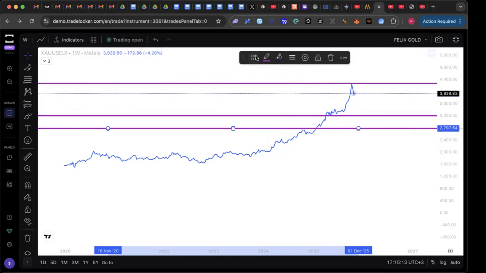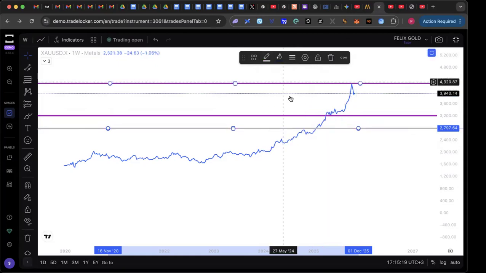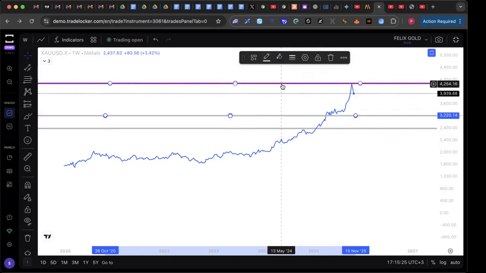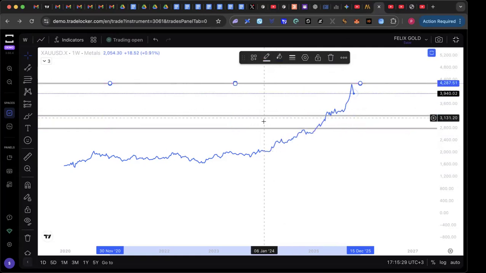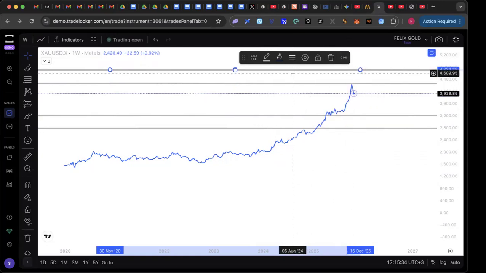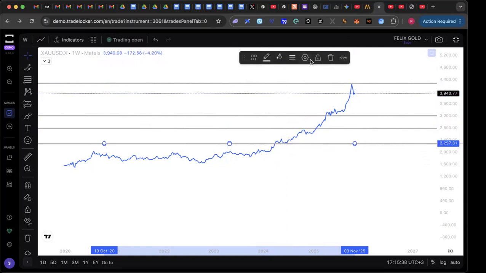I need to change the color. I want to change the color to something not too shouting, so that everything can blend properly. Follow this. This is the only training you need to be a successful trader.